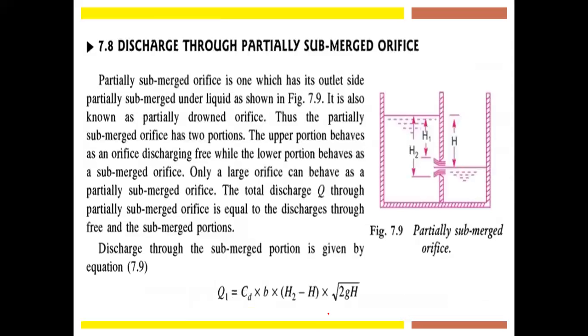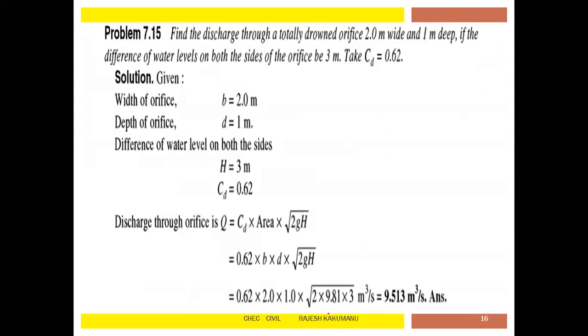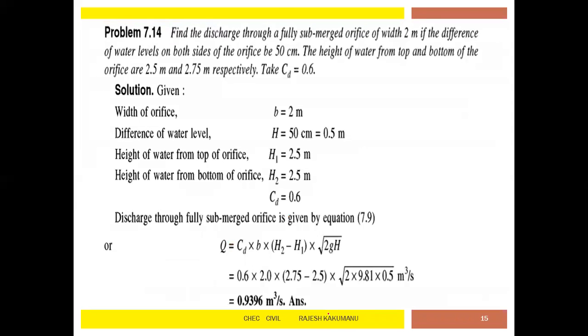So we will do one problem and we will discuss more in the other class. Now find the discharge through a fully submerged orifice. Definitely, this type of question you will get in the exam. Find the discharge through a fully submerged orifice of width 2 meters, with the difference of water levels on both sides of the orifice being 50 centimeters. The heights of water from the top and bottom of the orifice are 2.5 and 2.75 meters respectively. Take CD as 0.6.